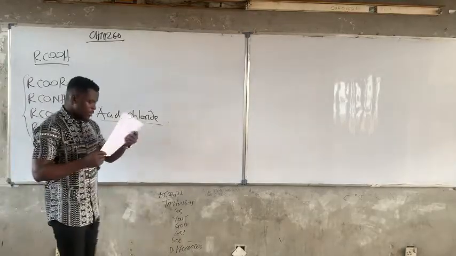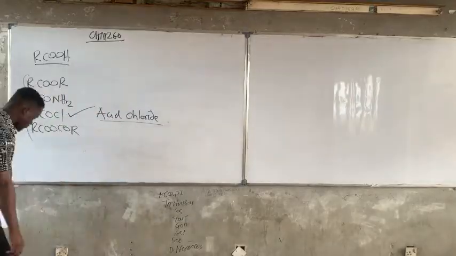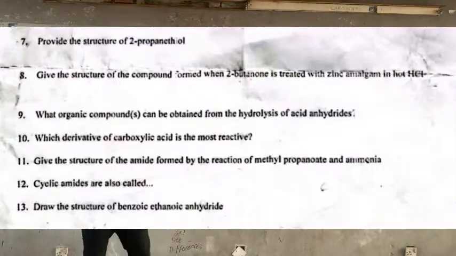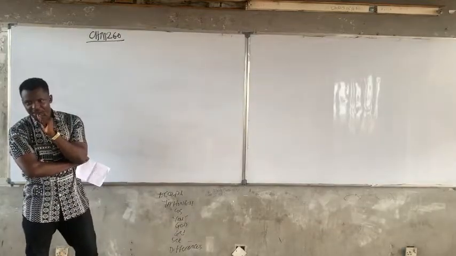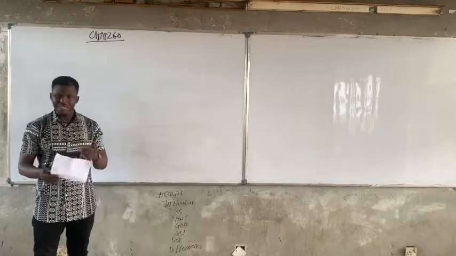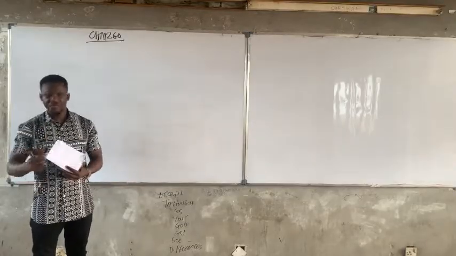Okay, now question number 11. Give the structure of the amide formed by the reaction of methylpropanoate and ammonia. Now, this reaction falls under reactions of esters. Esters actually can carry out several reactions. One of them is ammonolysis of esters, a process where an ester reacts with ammonia to give amides.